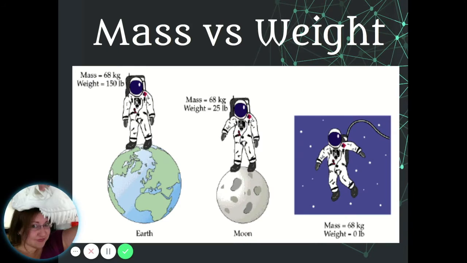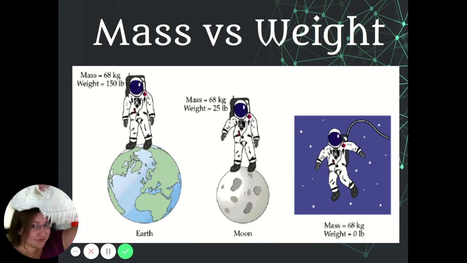There's a fine distinction between mass and weight. And these are something that a lot of people get confused. So we looked at what mass is. So what is weight? Well, weight is going to be looking at the mass of an object, but also looking at the pull of gravity on that object. So when we're looking at the mass of this little astronaut here on the Earth, the mass of this astronaut is 68 kilograms. Its weight is 150 pounds. So the mass is the amount of matter that's in the object, so the amount of matter in this astronaut, but the weight is going to be dependent on the pull of gravity, which on Earth is 9.8 meters per second squared.